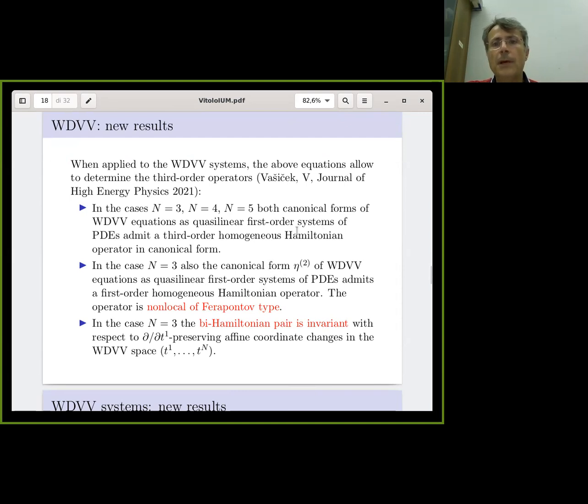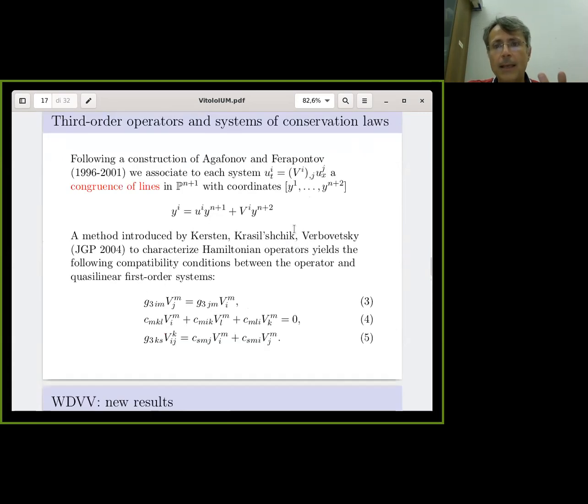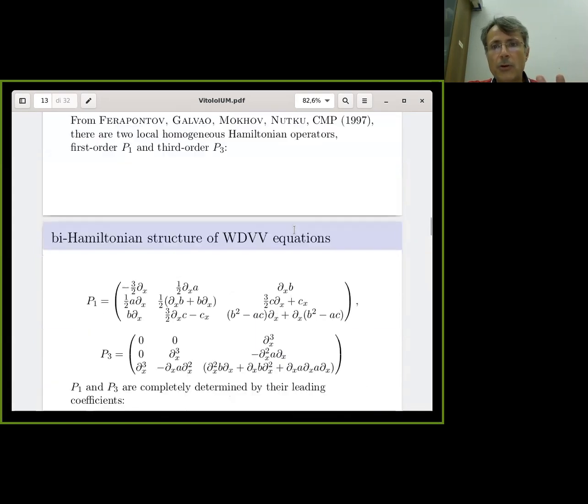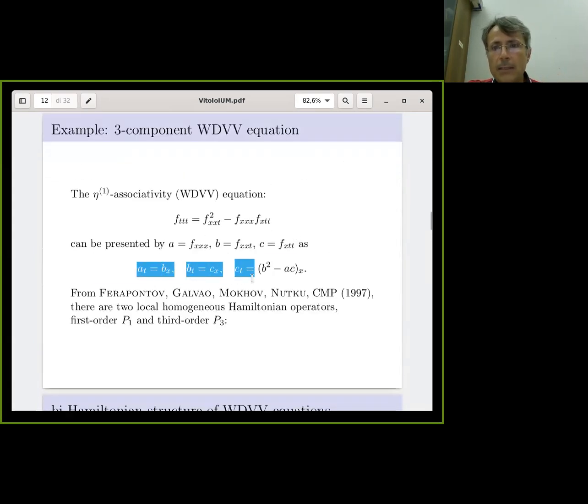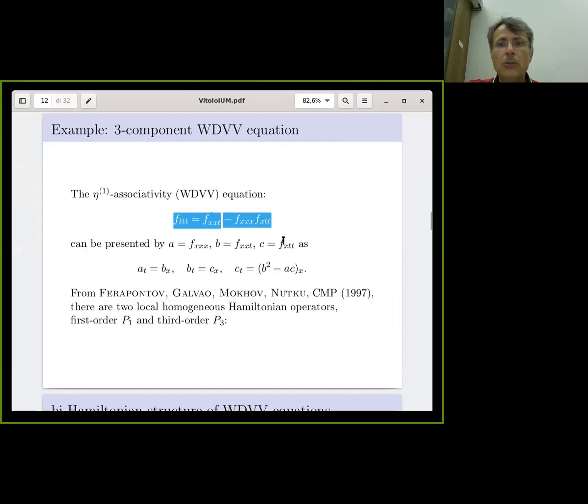So we proved that WDVV systems, when I say WDVV systems, I mean exactly systems of conservation laws like this one here, which is obtained from the WDVV equation with the technique introduced by Alec Mohoff many years ago. From a WDVV equation, you introduce new letters. These new letters have compatibility conditions. You express the conditions through the WDVV equation, then you have a system of first-order conservation laws, which is also a quasi-linear system of first-order PDEs.